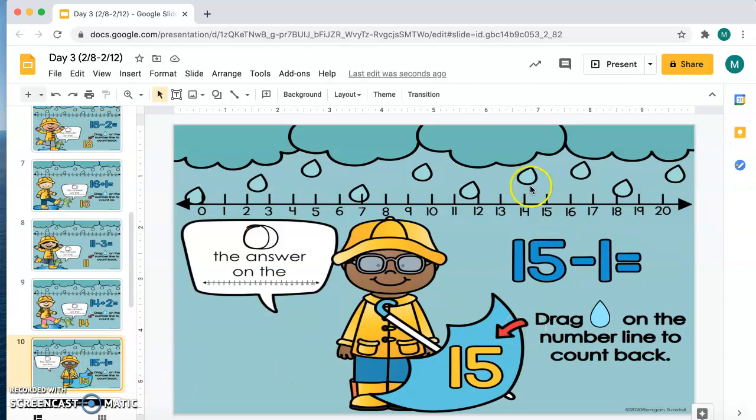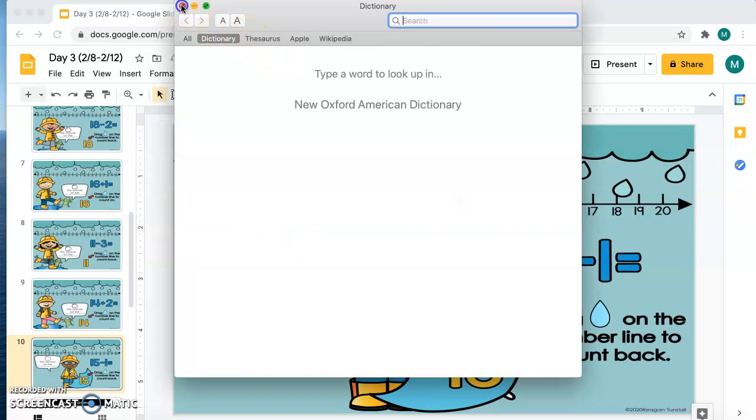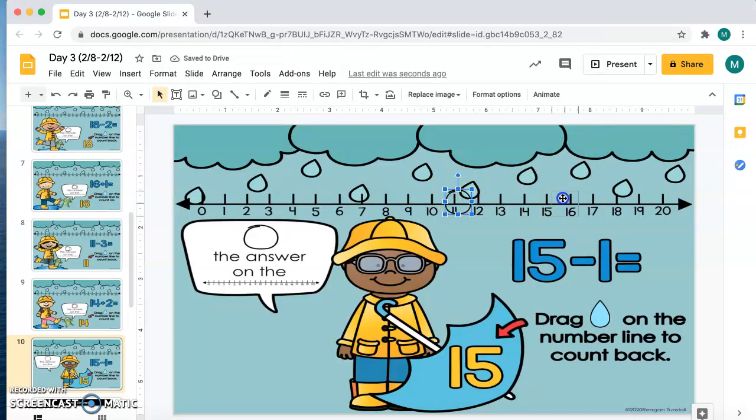So remember, you're using that number line to help you, okay? You're either counting forwards or counting backwards, and you're counting on, okay? So 15 take away 1, I'm going to take that circle, I'm going to put it right on my 15, and I'm going to take away 1, and I'm going to put my circle over my answer.